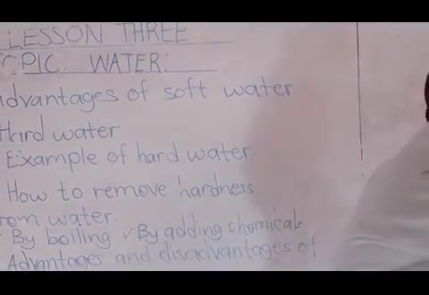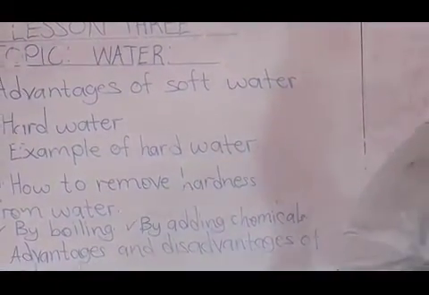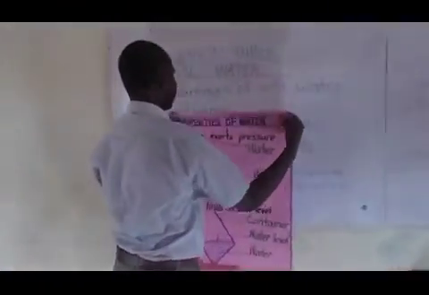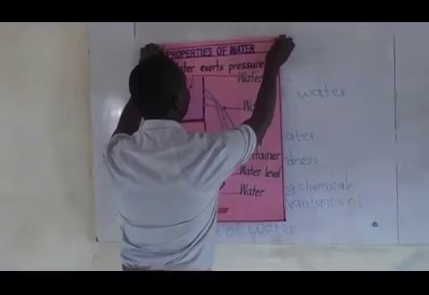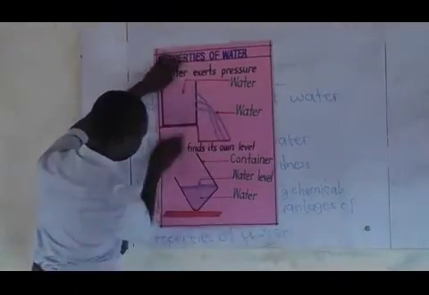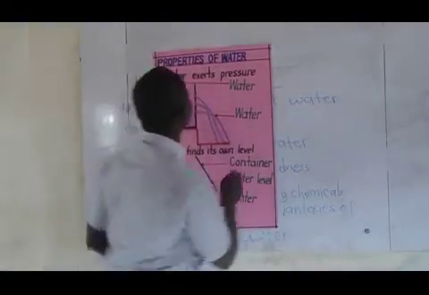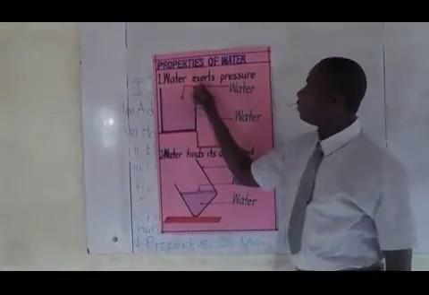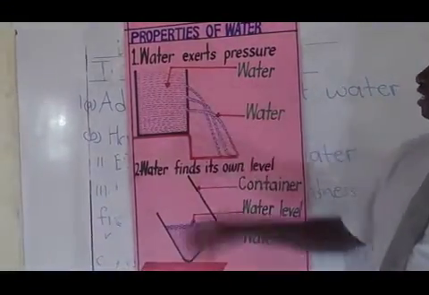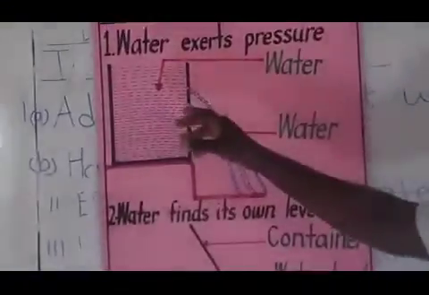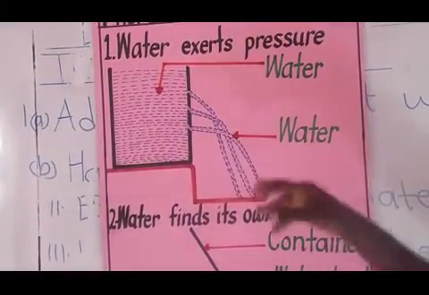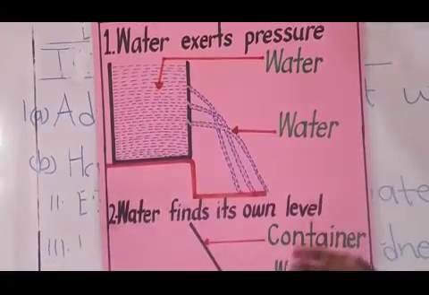Now we can have our chart here which properly explains the properties of water as I've told you. So the first property I told you, water exerts pressure. When you see this container of liquid, the water is flowing at different levels and it is flowing at different speeds.